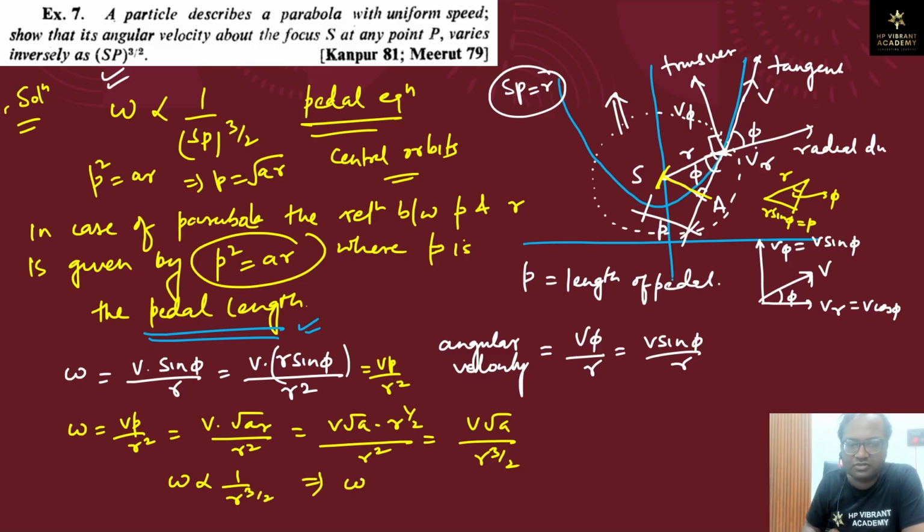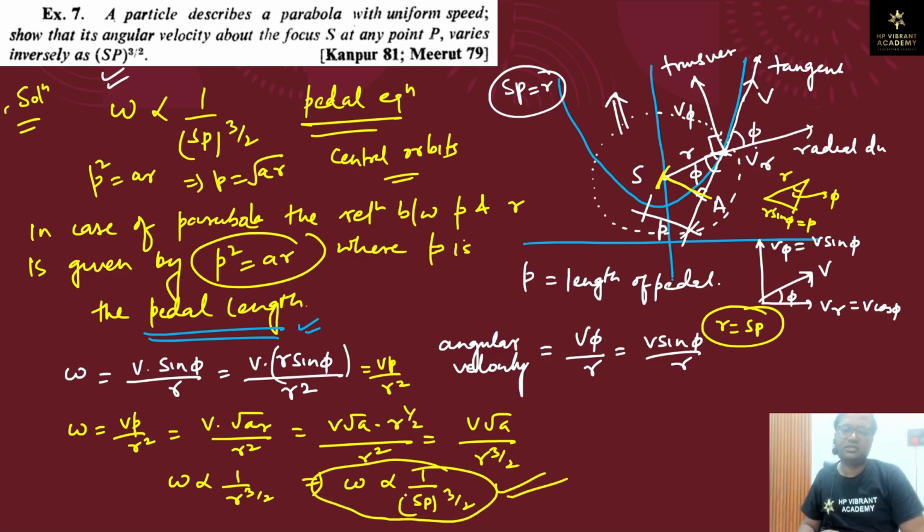This means angular velocity is proportional to 1 upon R to the power 3 upon 2, and what is this r? R is equal to SP. So 1 upon SP whole to the power 3 upon 2. Okay, so what is being asked in the question is that the angular velocity varies inversely with SP to the power 3 upon 2.